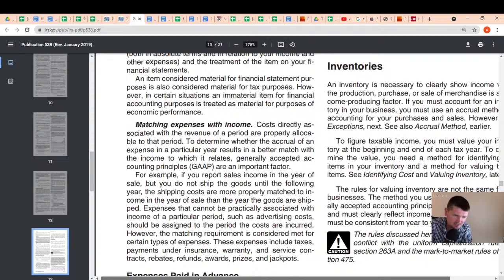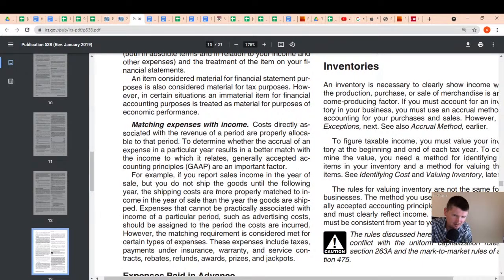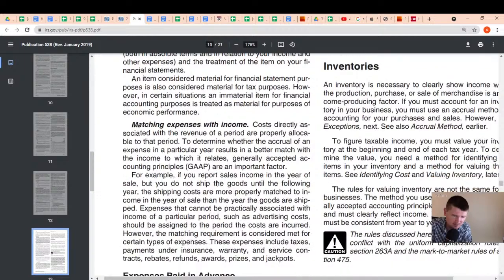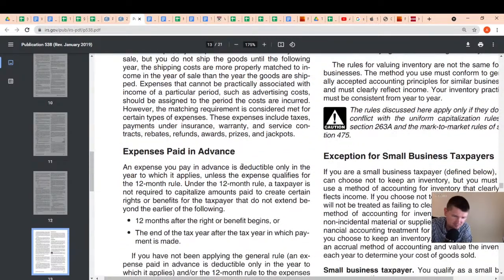And here we have recurrence, matching expenses with income. Costs directly associated with the revenue of a period are properly allocable to that period. To determine whether the accrual of an expense in a particular year results in a better match with the income to which it relates, generally accepted accounting principles are an important factor.